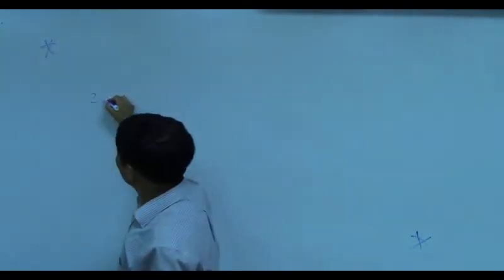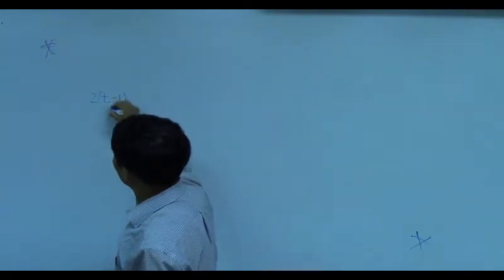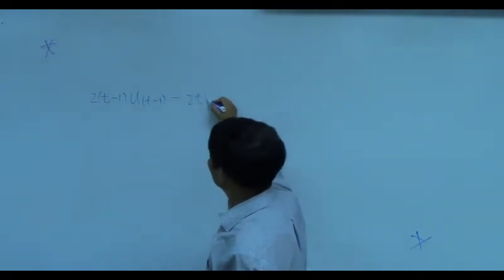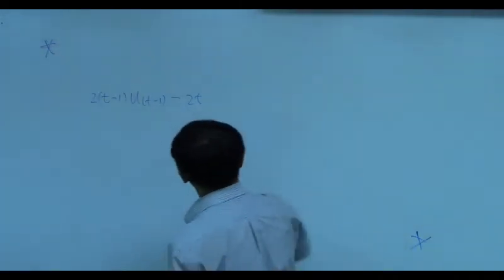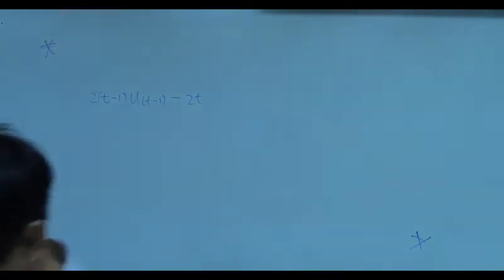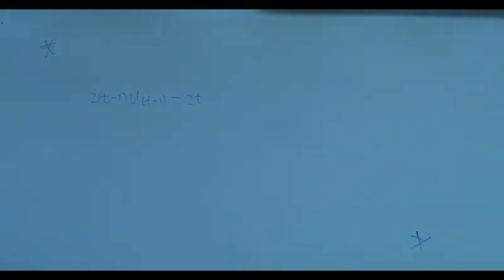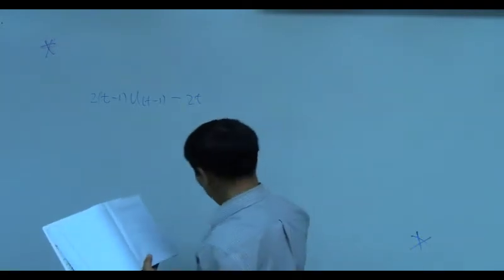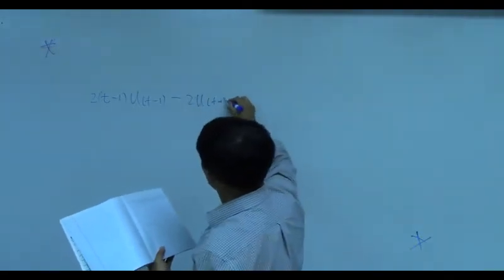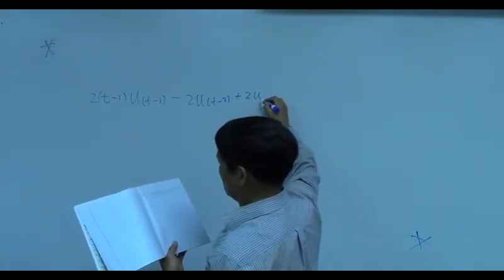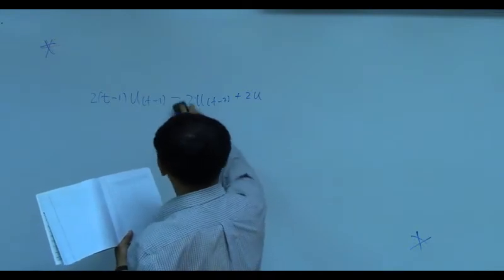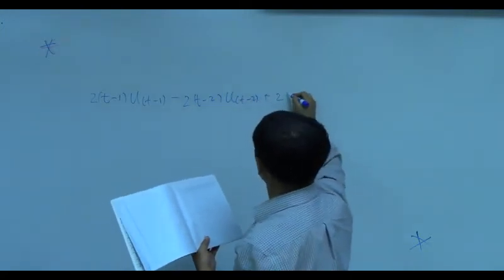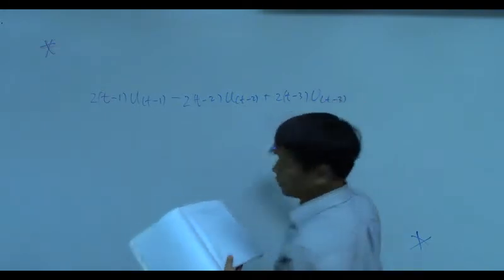2(t-1) times u(t-1). Yep. Then minus 2(t-2)u(t-2), and plus 2(t-3)u(t-3), right? Yeah, okay, good.